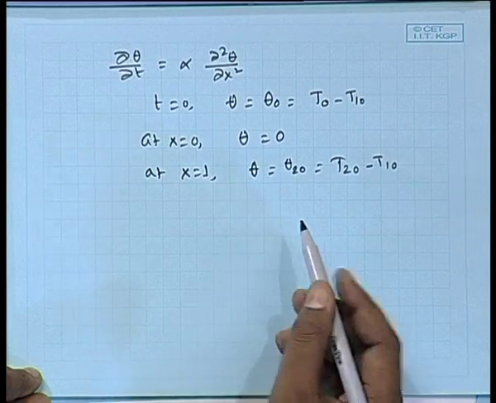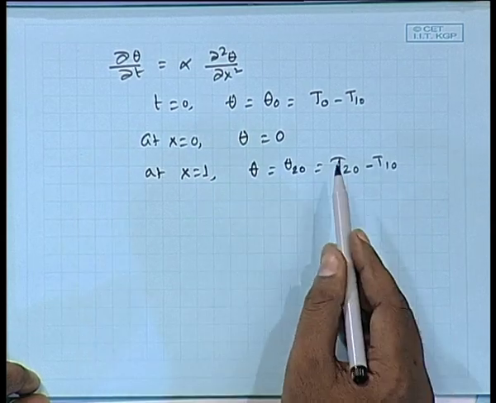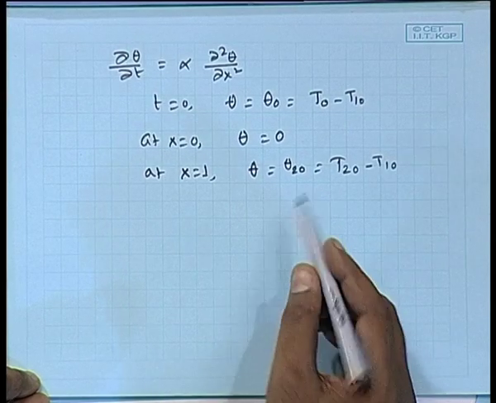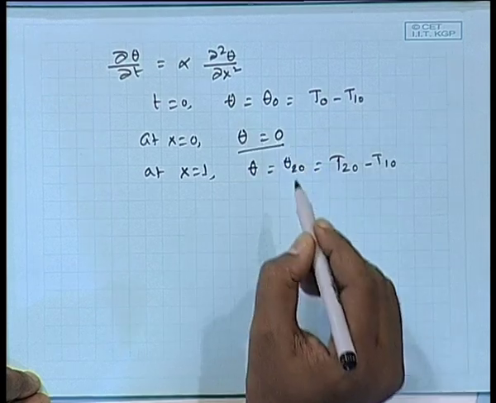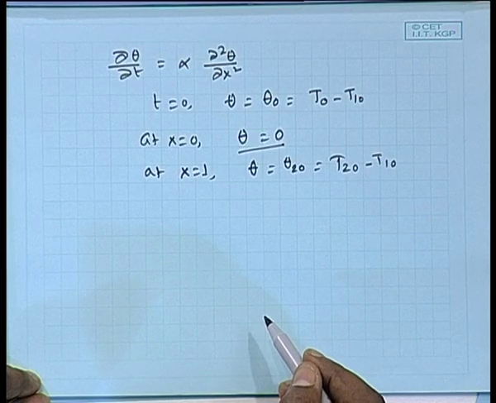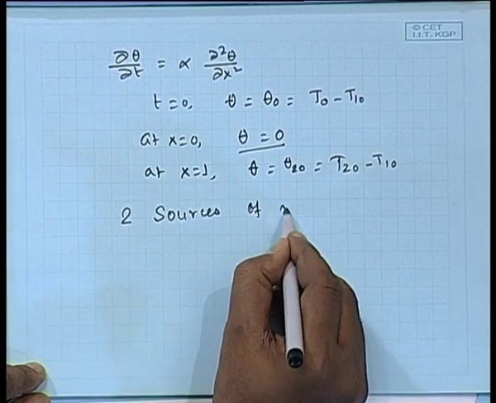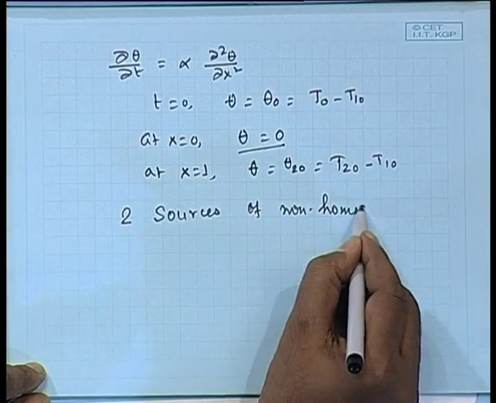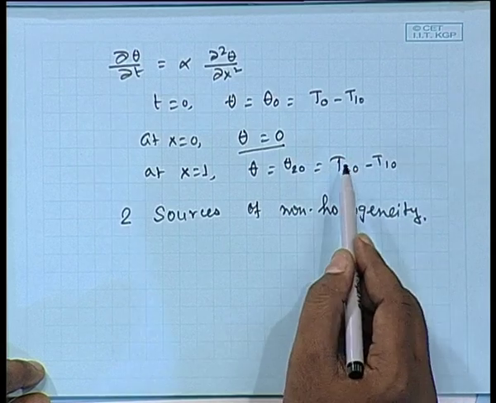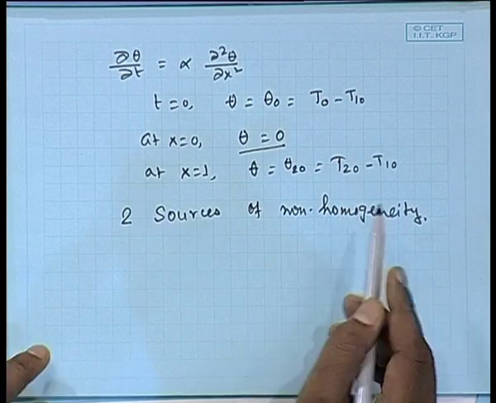In this case, basically you have shifted the temperature scale and defined a new variable theta as T minus T10. What is the advantage of it? You forced one of the boundary conditions to be homogeneous. So, now there are only two sources of non-homogeneity in this problem. So, what we are going to do, we are not dividing this problem into 3 subparts, we are going to split this problem into 2 parts.